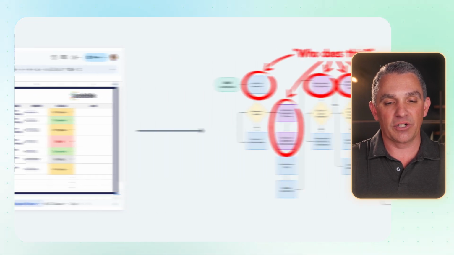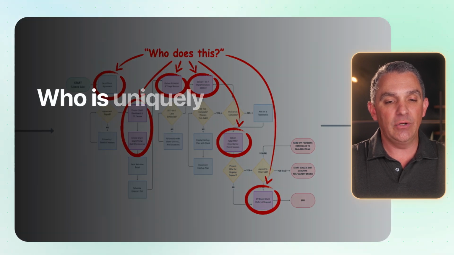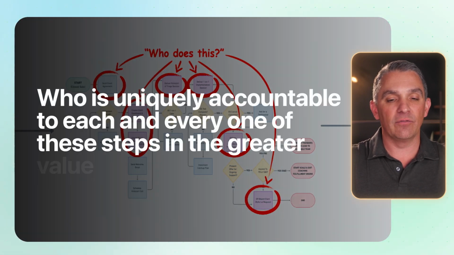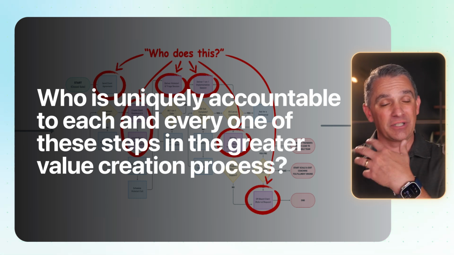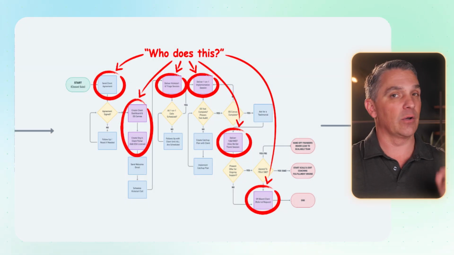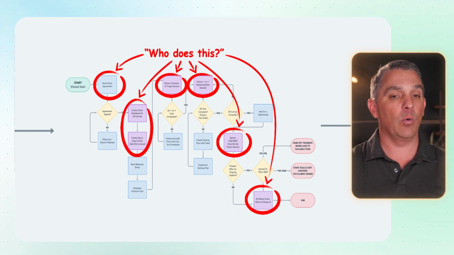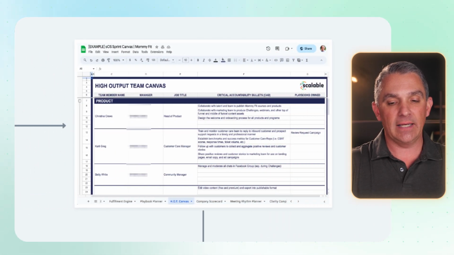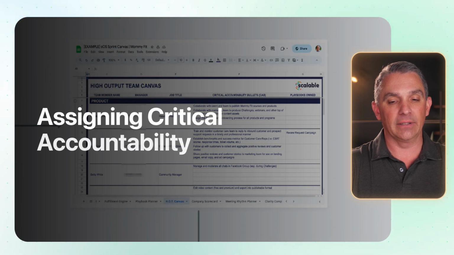So now we want to ask the question, who is uniquely accountable to each and every one of these steps in the greater value creation process? We asked that question a little bit when we asked who's going to own the playbook. But now what we want to do is go step by step and ask that same question about each member of the team. And this is where we get into assigning what we refer to as critical accountability bullets. Who is uniquely accountable for each of those different steps and stages? What team are they on? So it just makes it easier to interlink.